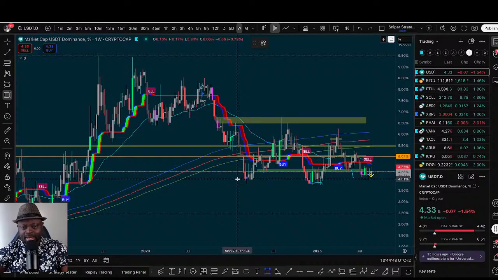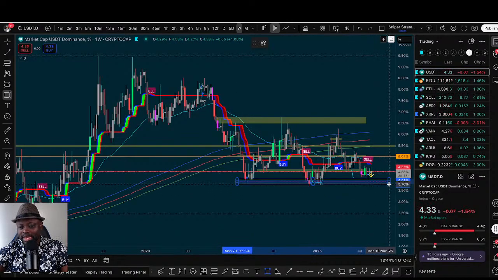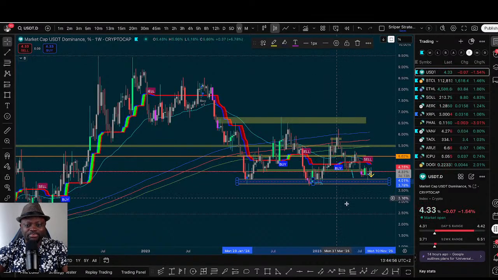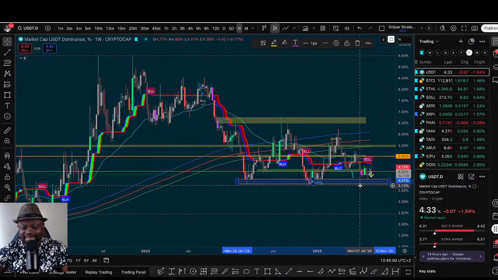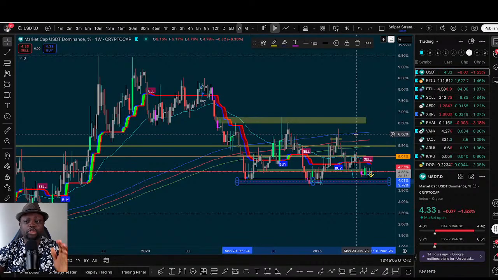You can mark it. If we keep seeing USDT dominance rejecting this support zone, there's a high chance that they want to push dominance to the upside. So it means investors are beginning to offload most of their crypto bags into stablecoins. They are selling into stablecoins. They want to cash out and be safe, protect, be in dollar. In this case, it's stablecoin.